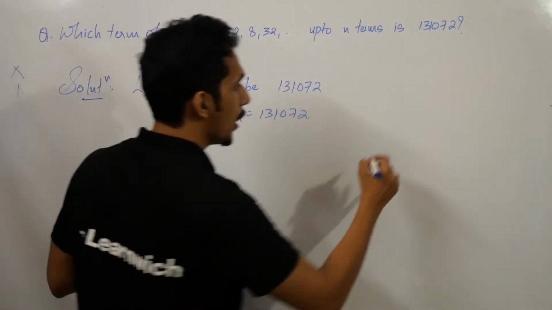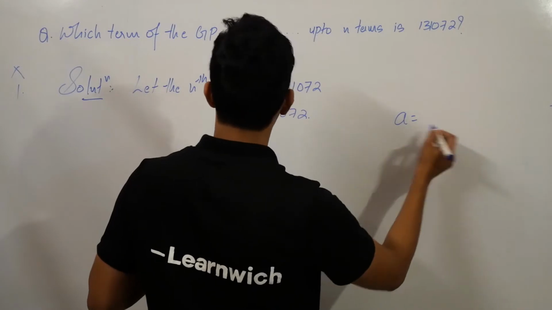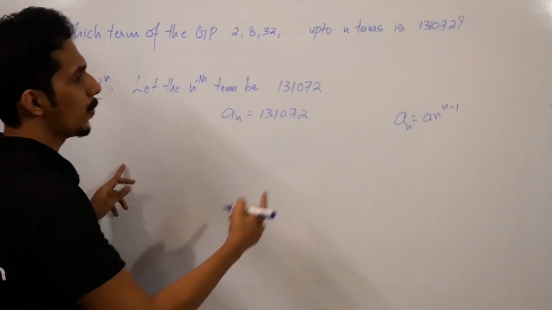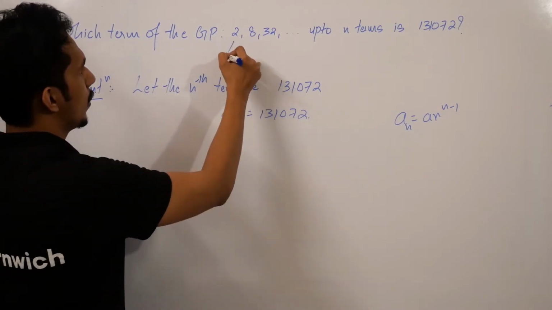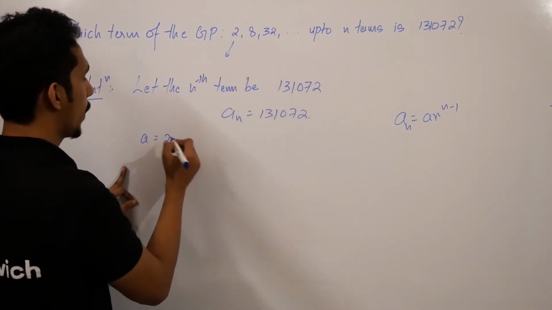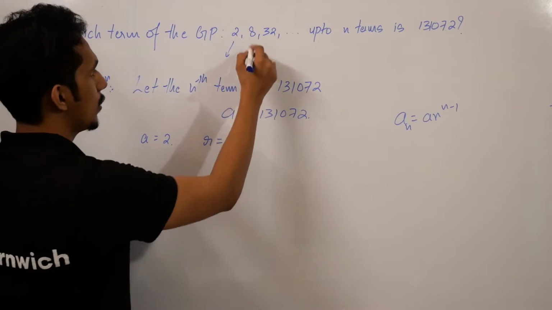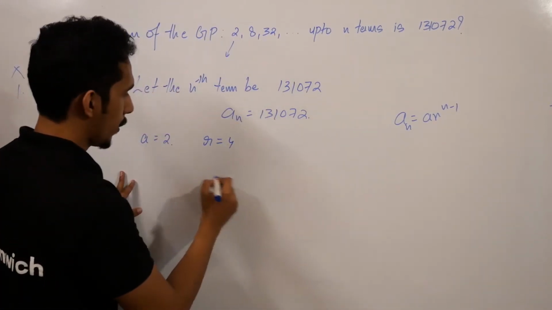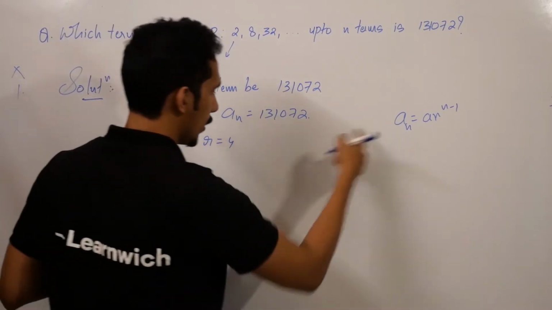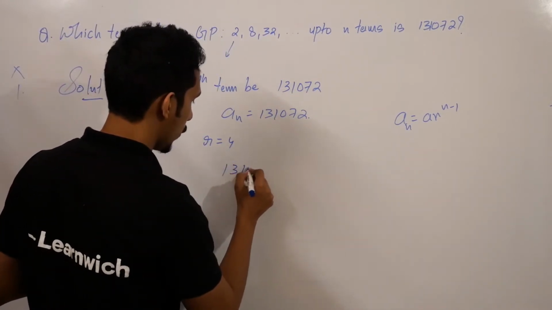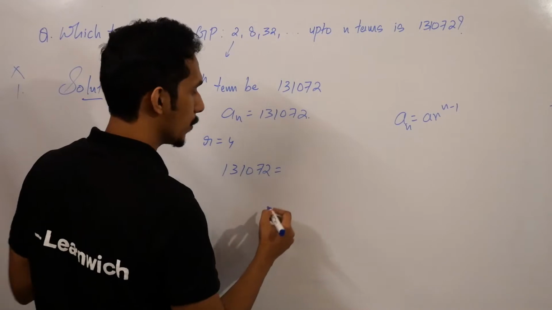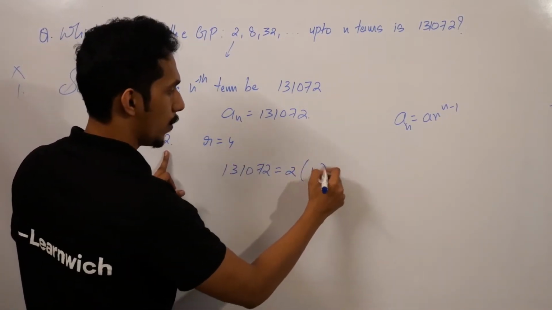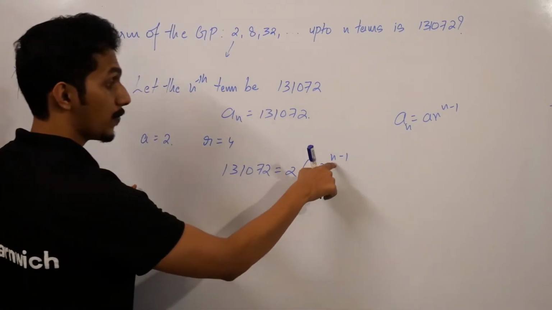We have the formula an is equal to A into R raised to n minus 1. Okay. What is A here? A is 2. What is R? R is 8 by 2 is 4. Okay, so let's substitute values here. An is equal to 131072 is equal to A into R raised to n minus 1. You're supposed to find out n.